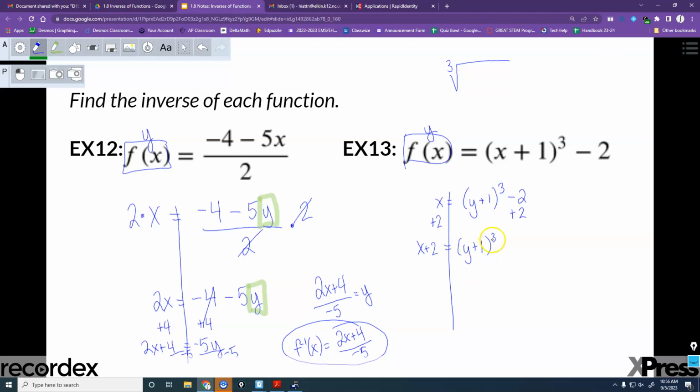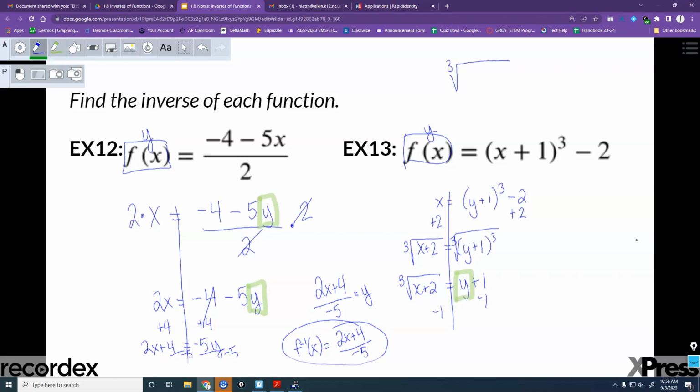The cube, because you're always doing furthest away. How do I get rid of the cube? Cube root. So I do the cube root over here and the cube root over here. So I've got cube root of X plus 2 equals, the cube and the cube root cancel each other out, so we just have Y plus 1 here. And what's the last thing I need to do? To get that Y right there by itself, subtract the 1.